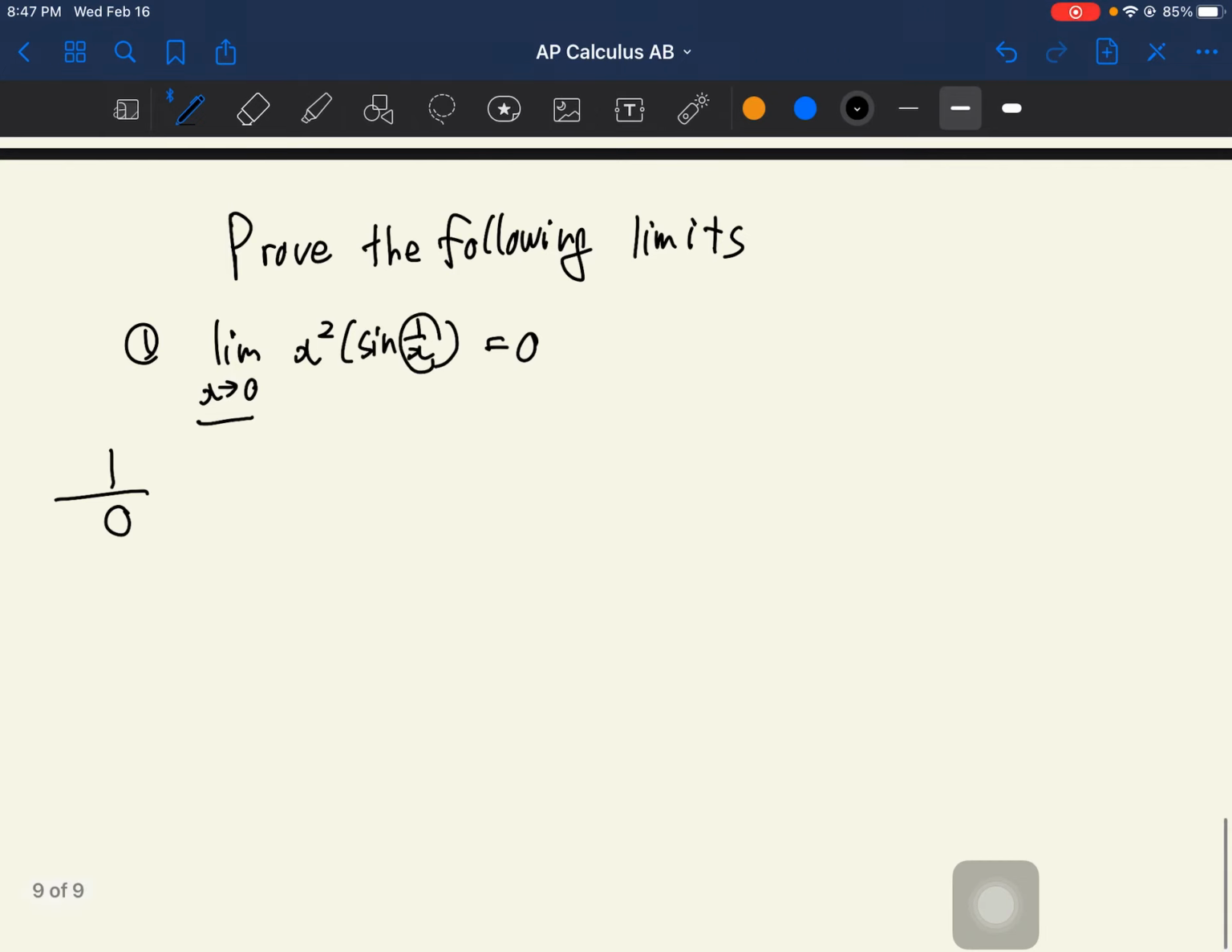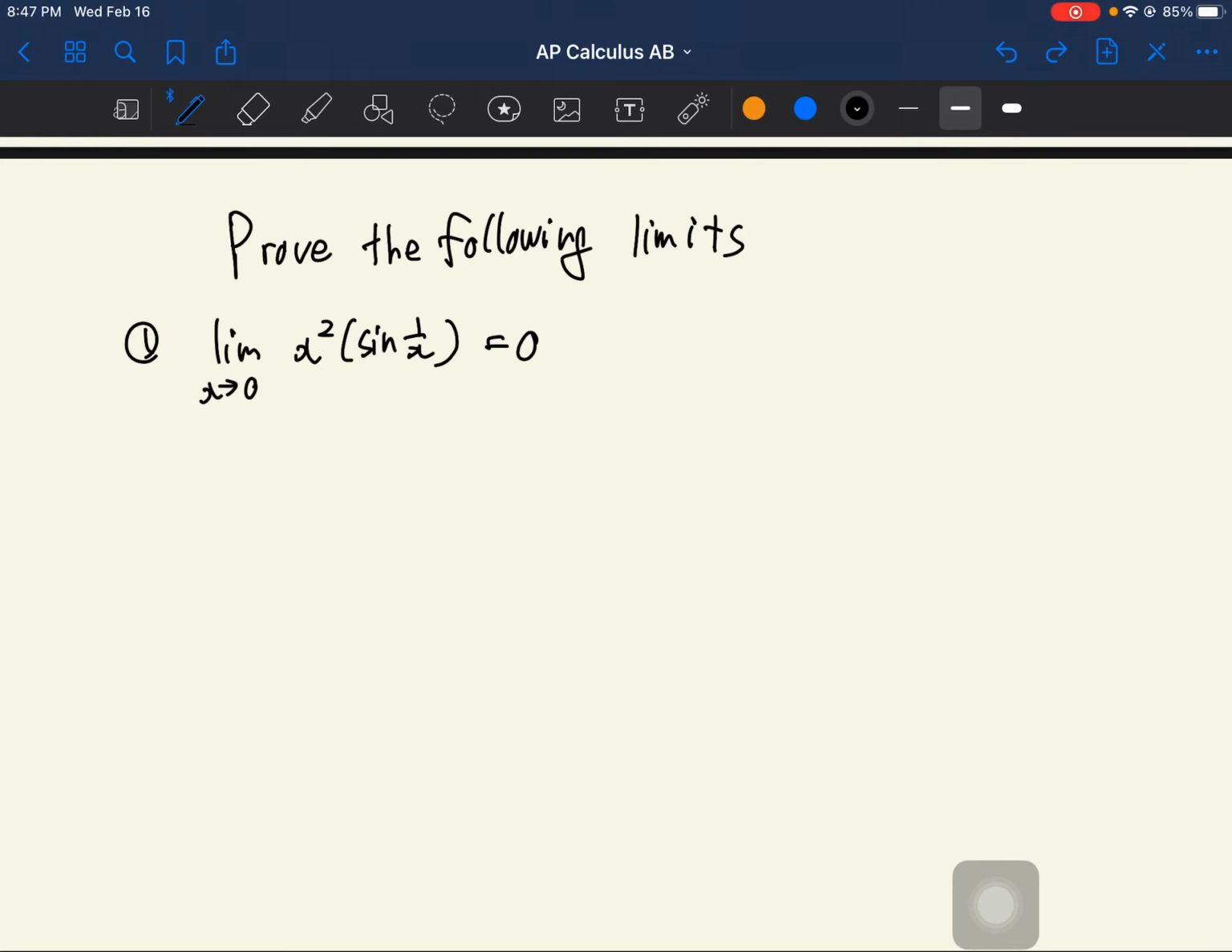You have 1 over x here, so you can't just simply plug 0 into x. That's the problem. So what would you do? What you have to use is the squeezing theorem. Have you ever heard of it? Squeezing theorem. Let me simply explain it.